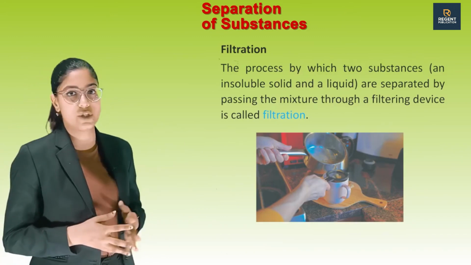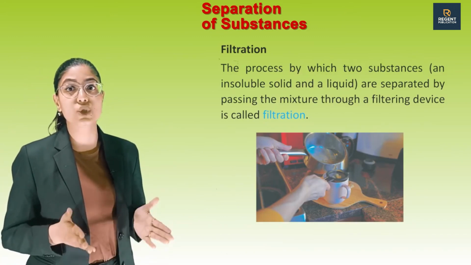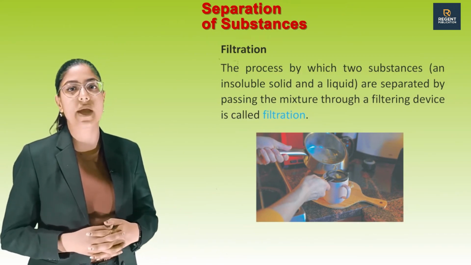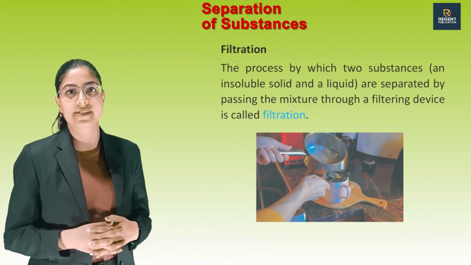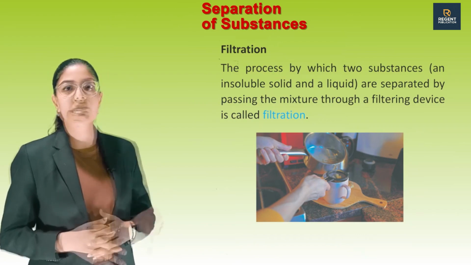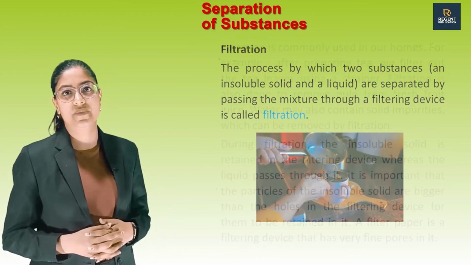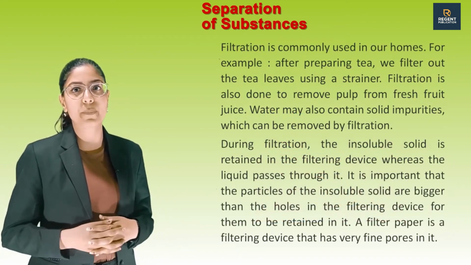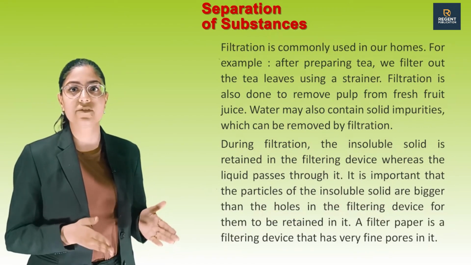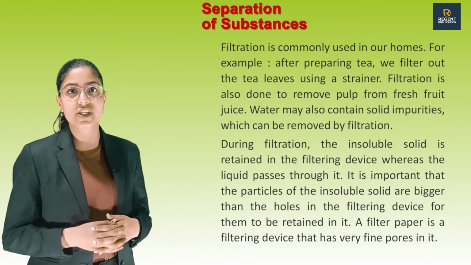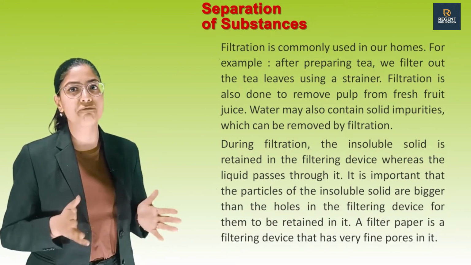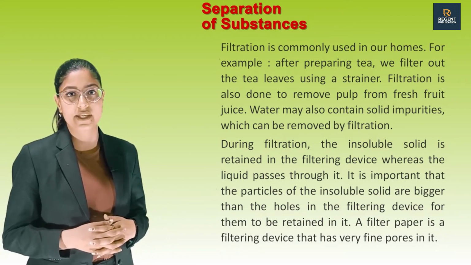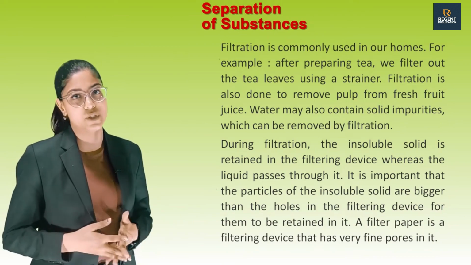Next process is filtration. The process by which two substances, an insoluble solid and a liquid, are separated by passing the mixture through a filtering device is called filtration. We show you the process of filtration. Filtration is commonly used in our homes. For example, after preparing tea, we filter out the tea leaves using a strainer. Filtration is also done to remove pulp from fresh fruit juice. Water may also contain solid impurities, which can be removed by filtration.